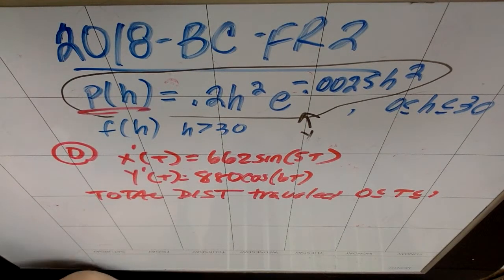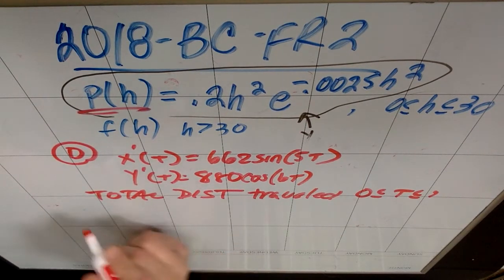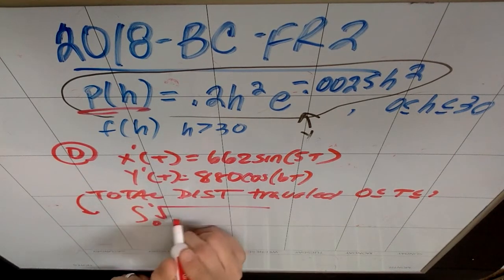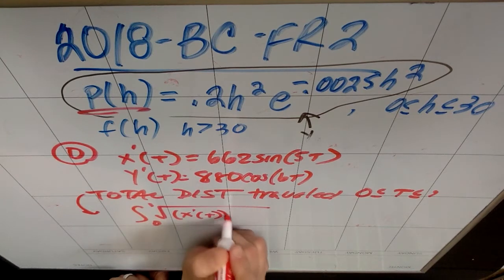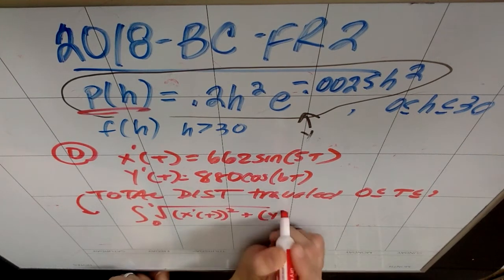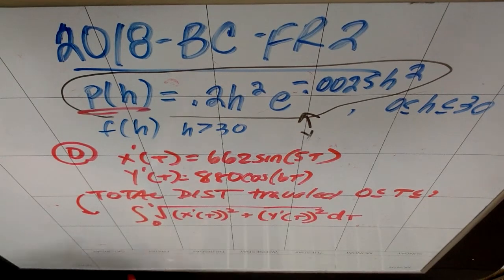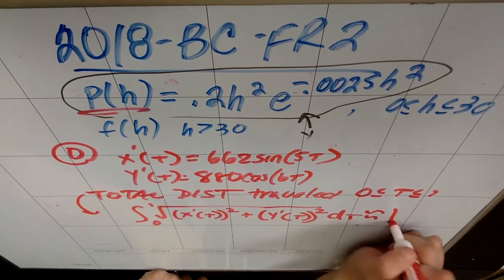So total distance in parametric is the same as arc length. So the total distance formula is going to be the integral from 0 to 1 of the square root of x prime of t quantity squared plus y prime of t quantity squared. What's funny is they did you the solid of already giving you x prime and y prime. So this is what you have to write for the AP, right? This, and then you're going to type and write an answer.